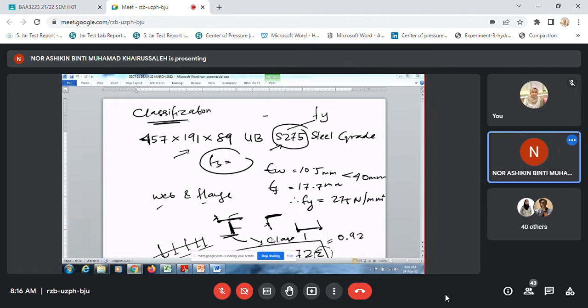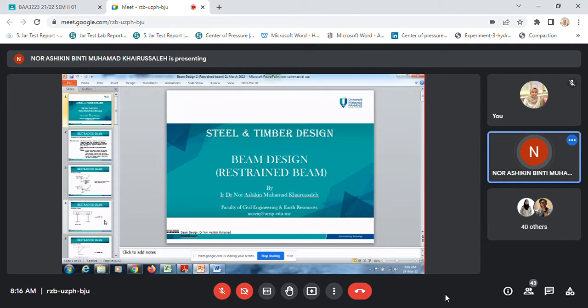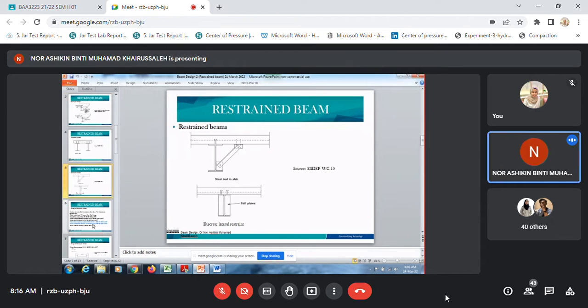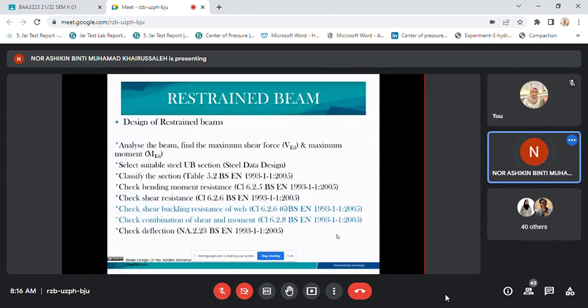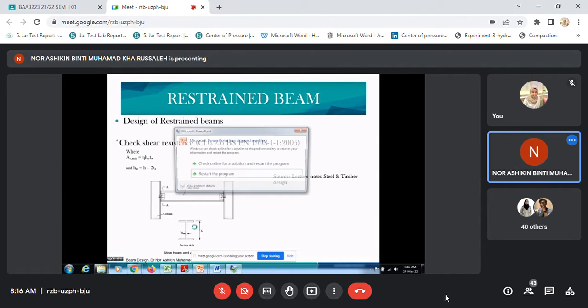Okay, so we did this until this one, combination of shear and moment. However, we haven't done this one, check deflection. So deflection is a serviceability limit state, which is according to the Eurocode 3 Part 1 National Annex.